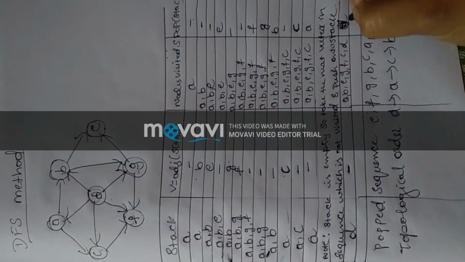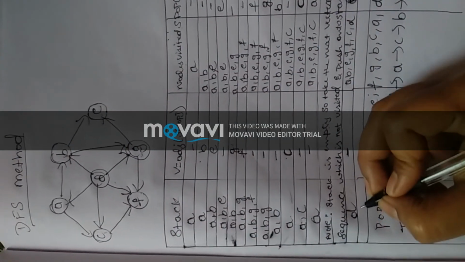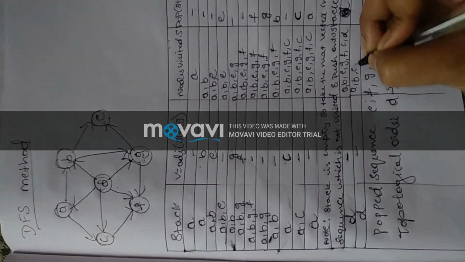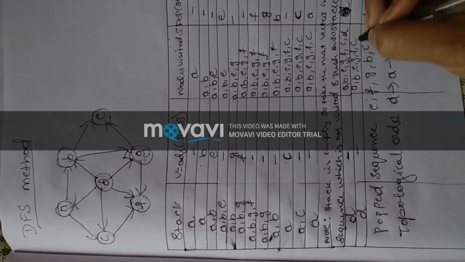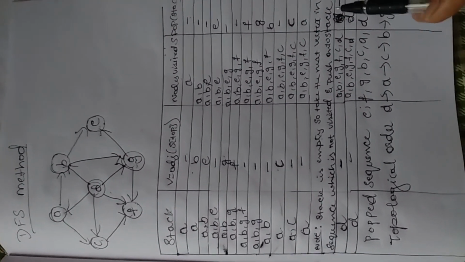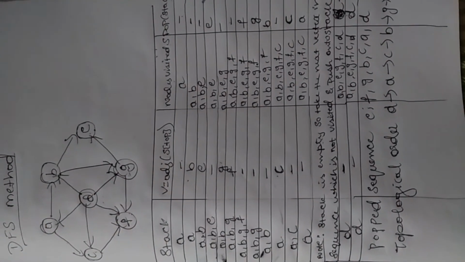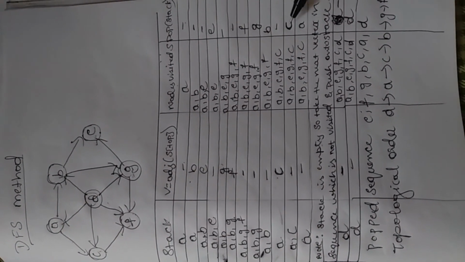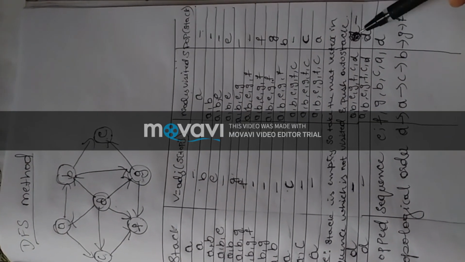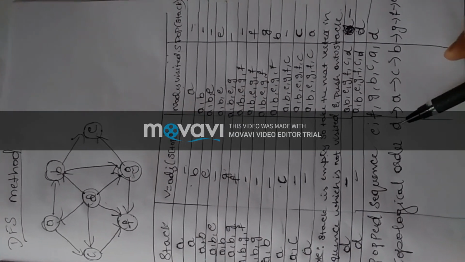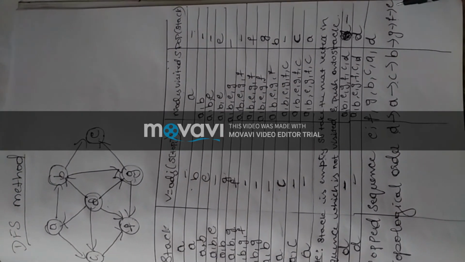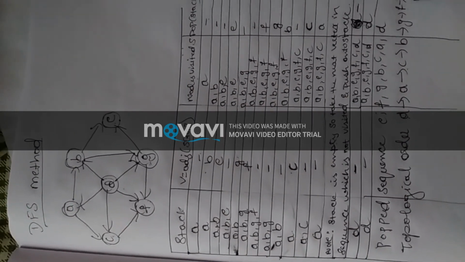Here in the first step, I'll just leave it as it is. Then in the second step, I'll just write A, B, E, G, F, C and D. Then here you have to pop D. This is the popped sequence. What we have, E, F, G, B, C, A and D. Then this is the topological order. From upside down you have to write from the bottom. D, A, C, B, G, F, E. Okay, this is your DFS method.